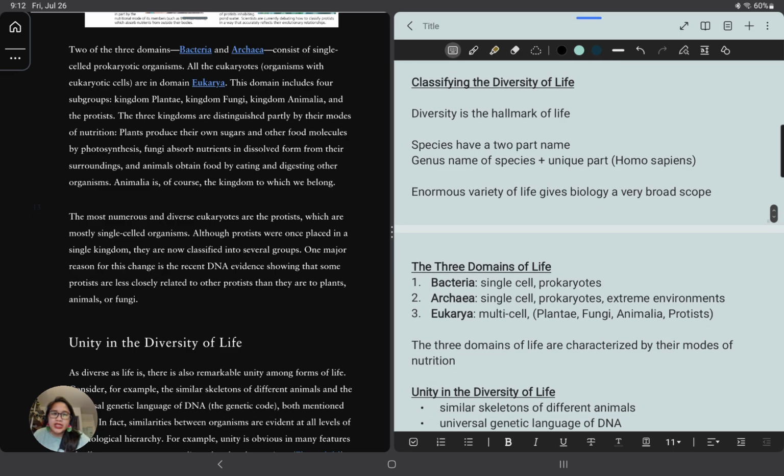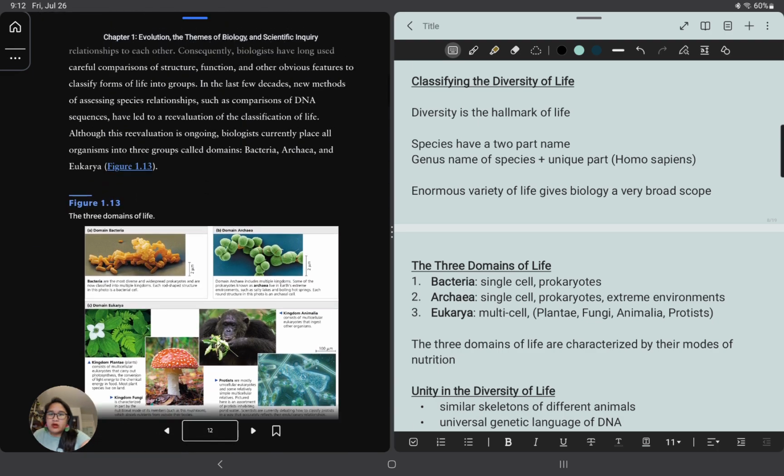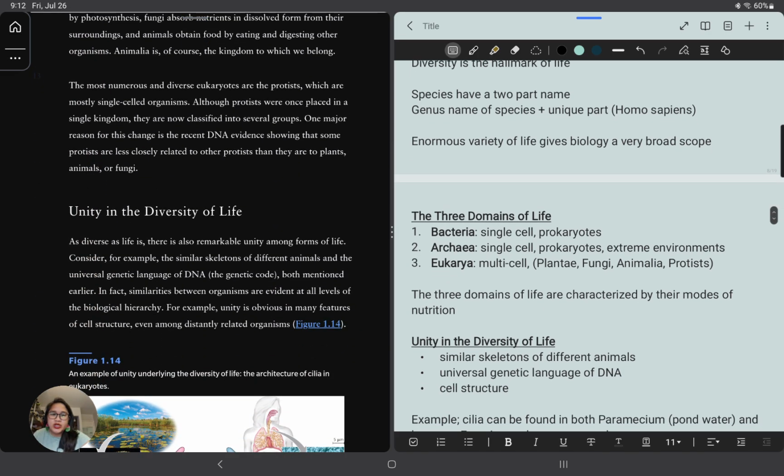So I should probably add to this section a little bit. Diversity. Classifying the diversity of life. Oh no, we went over that. We are going over the three domains of life: bacteria, archaea, and Eukarya. Archaea are single-cell prokaryotes that live in extreme environments. Eukarya are multi-cell: Plantae, Fungi, Animalia, and protists.